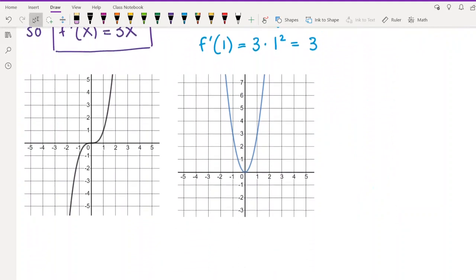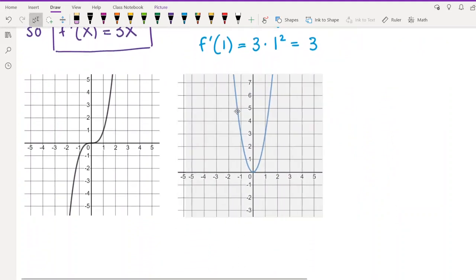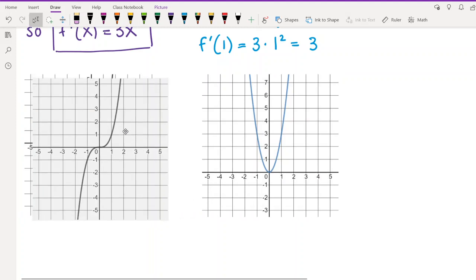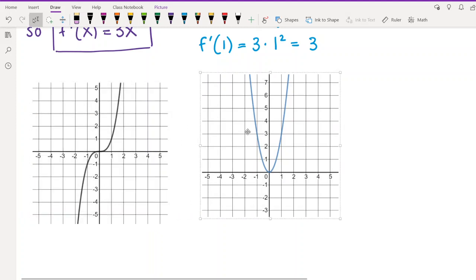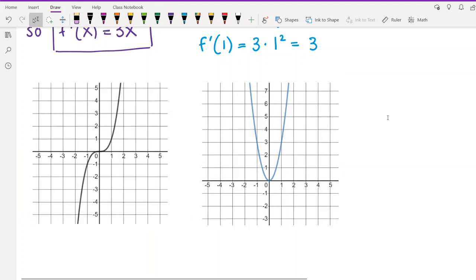Okay, so I want to look at the graphs of the original function and its derivative again, and just remind you of some connections between the two graphs. So the first one I just want to remind you is just generally how you can really read and make sense of the derivative function.